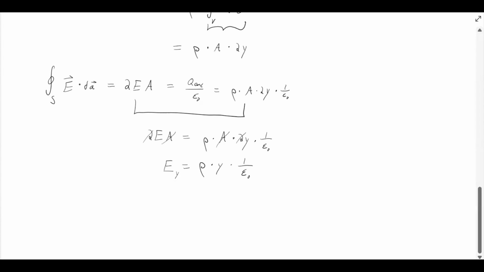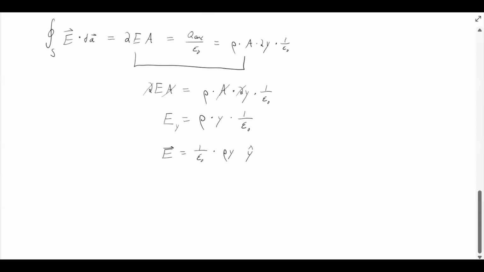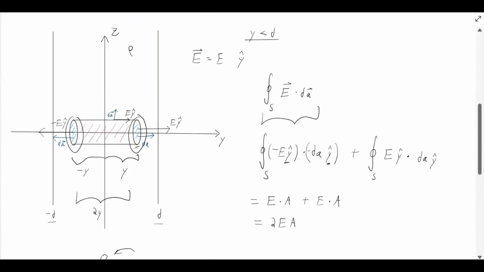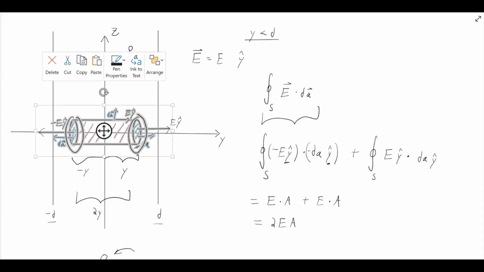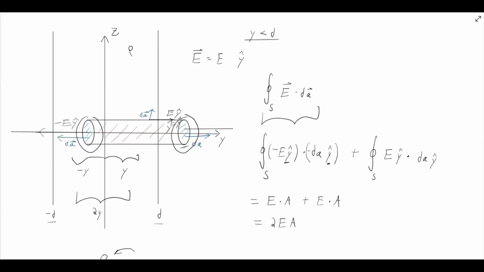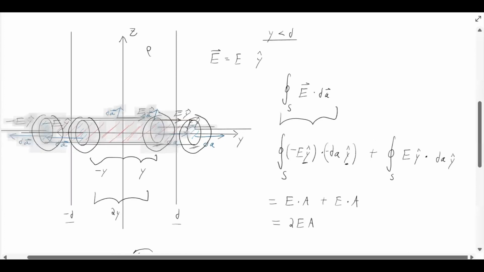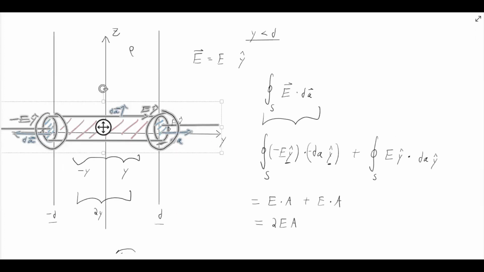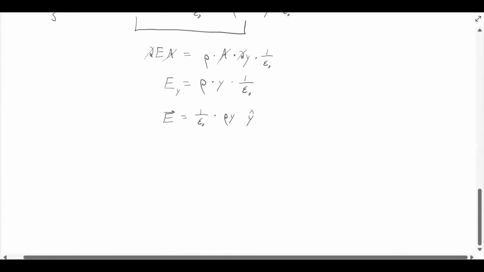And this is for the y component, but like we said before, there is no x or z component in the electric field. So the electric field will be equal to 1 over epsilon naught times rho y in the y hat direction. This was the case for when our pillbox was within our slab, but we can extend this pillbox to be at a distance that is greater than the slab, so it's no longer contained within the slab. But we note some important things.